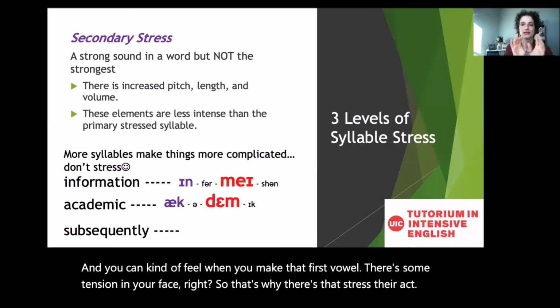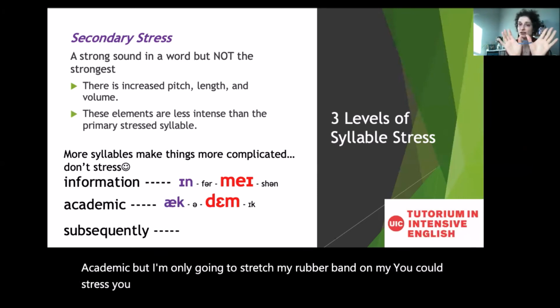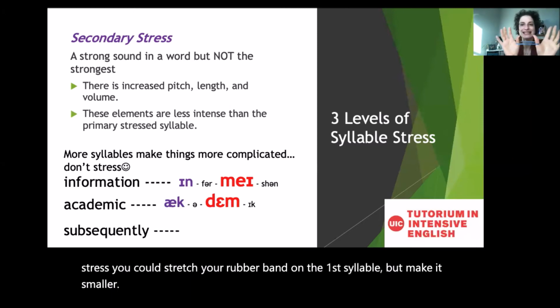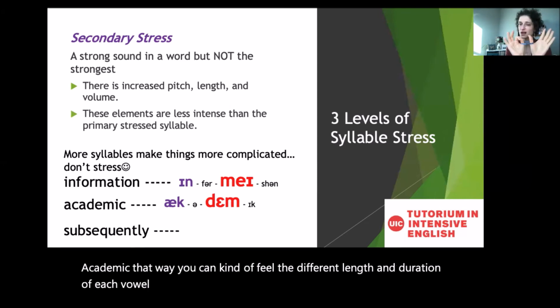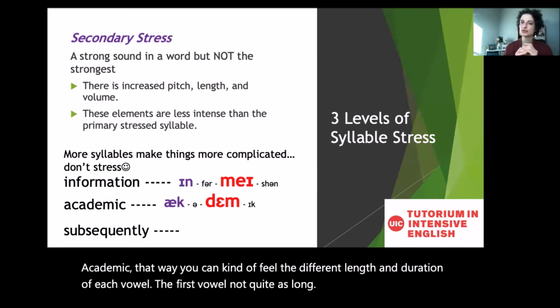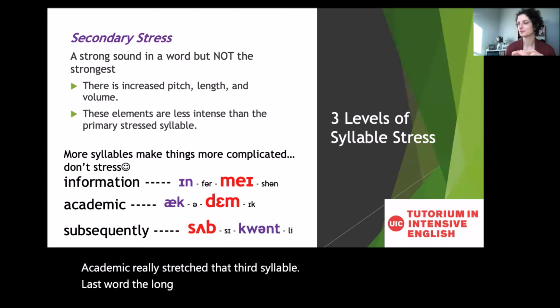Academic. I'm only going to stretch my rubber band on the third syllable. You could stretch your rubber band on the first syllable, but make it smaller. Academic. That way you can kind of feel the different length and duration of each vowel. The first vowel, not quite as long. Academic. Really stretch that third syllable. Last word. It's the long one. Subsequently. Okay.